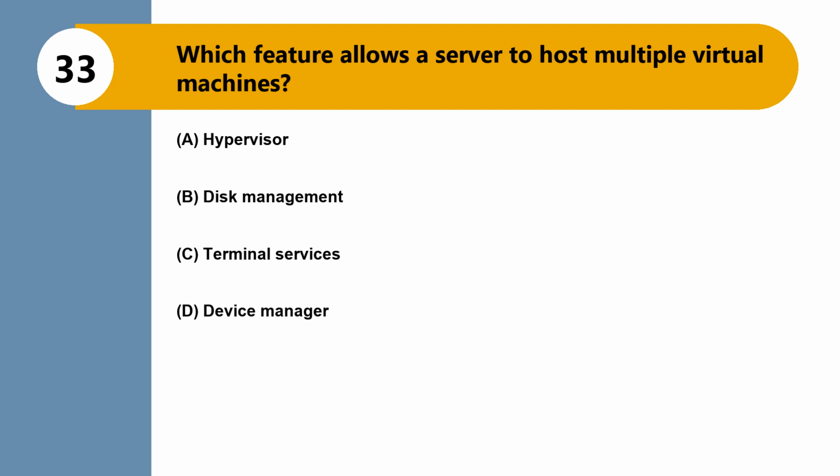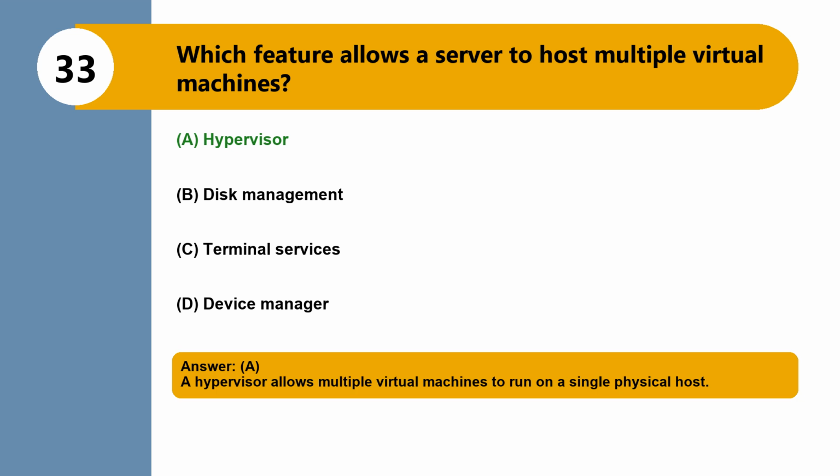Question 33. Which feature allows a server to host multiple virtual machines? Option A, hypervisor. Option B, disk management. Option C, terminal services. Option D, device manager. The correct answer is option A, hypervisor. A hypervisor allows multiple virtual machines to run on a single physical host.